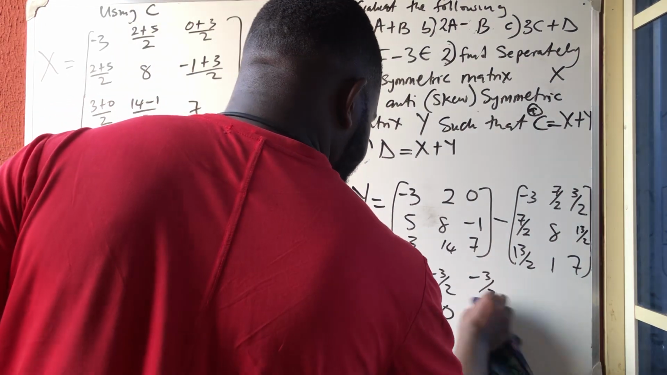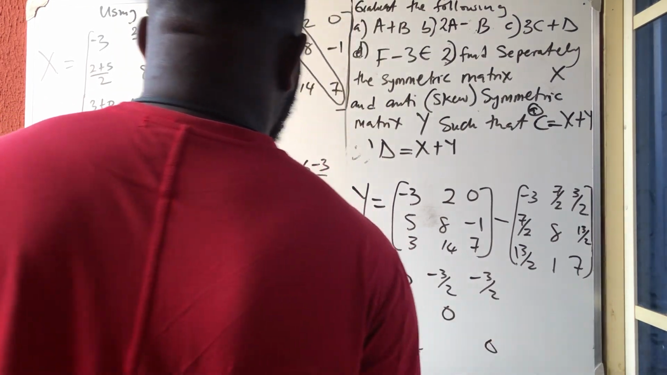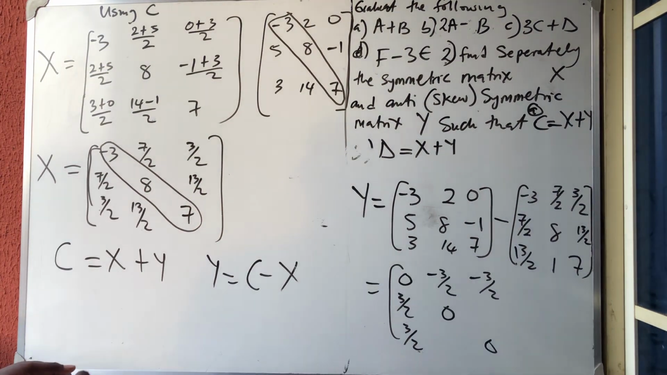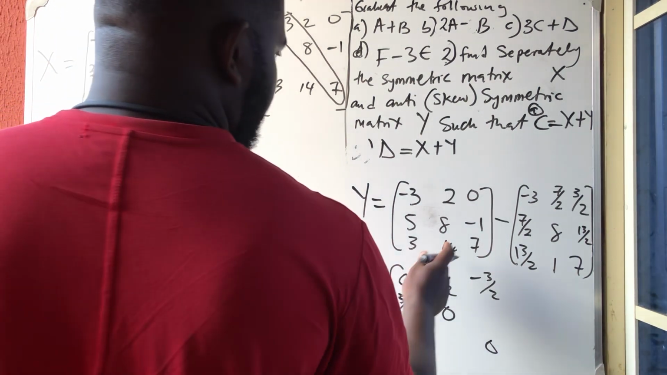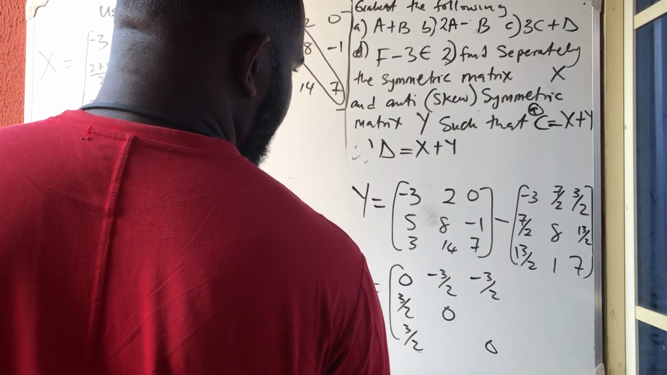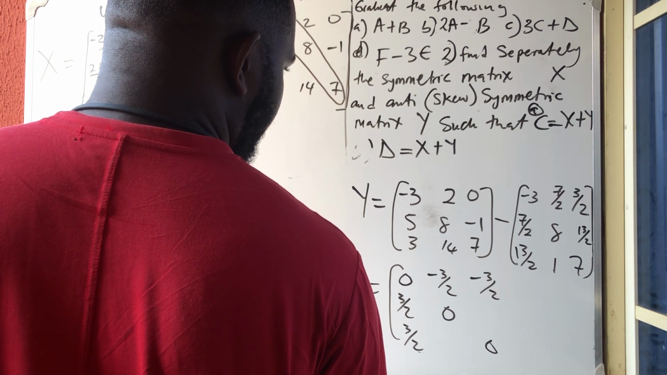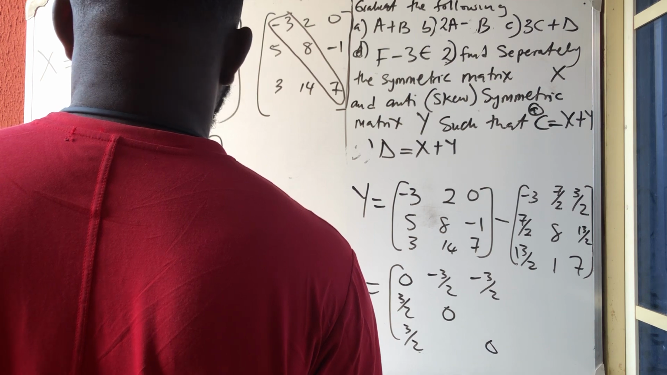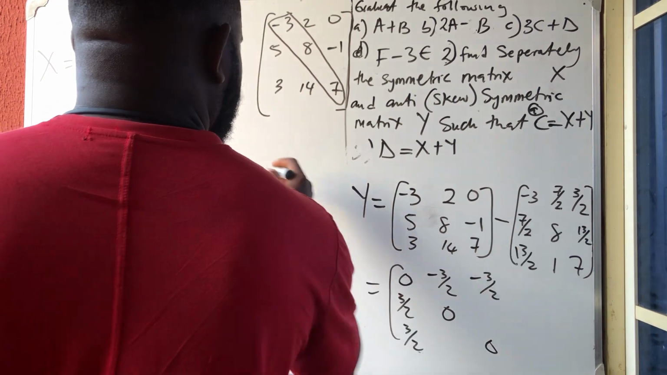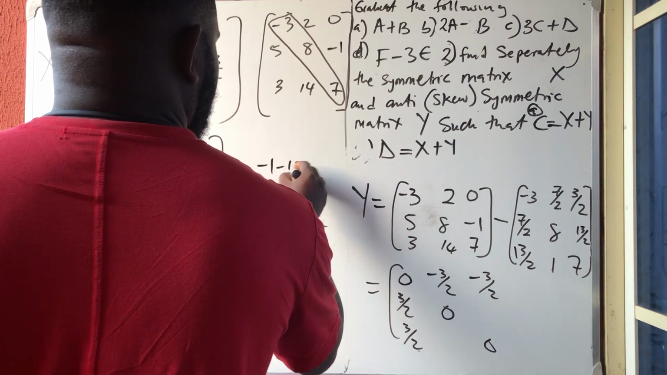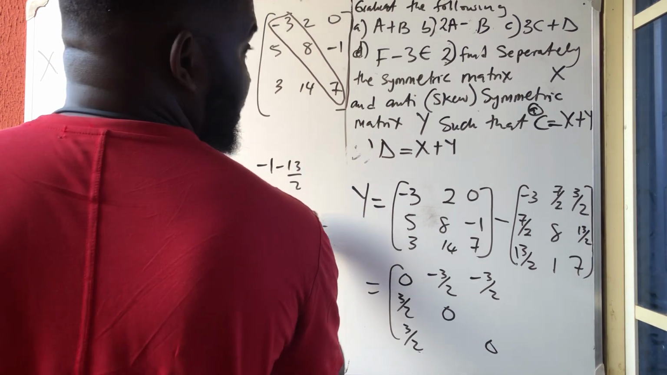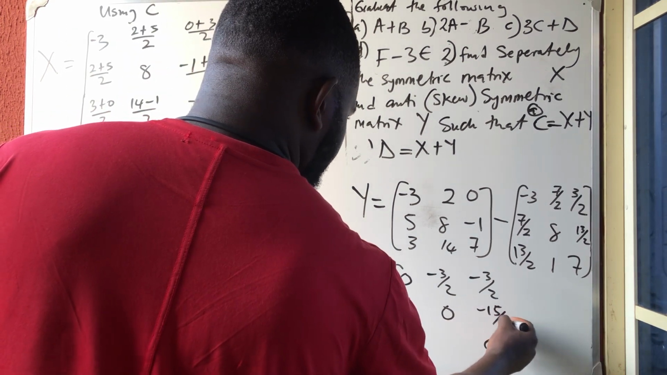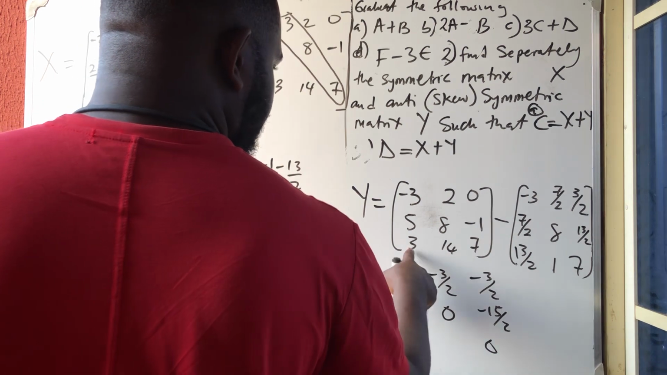So here this is 0, and we're going to have 13 over 2. So what are we subtracting? 14 minus 13 over 2. Okay, so let's say minus 1 minus 13 over 2, which will give you minus 15 over 2. So I'm having minus 15 over 2 here.